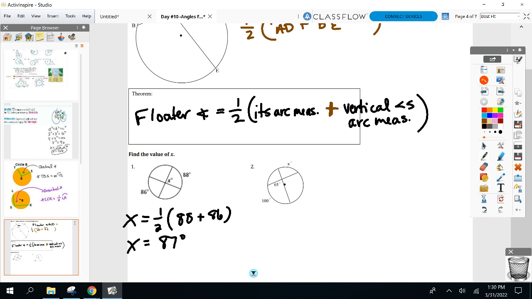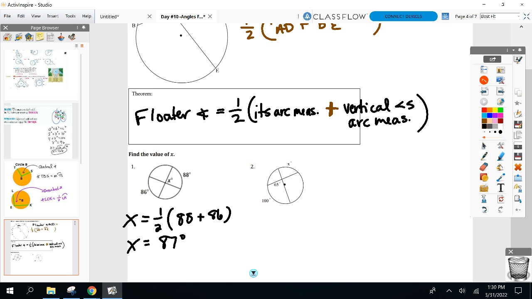All right, number 2. And yes, this is going to be a broken record every single problem from now on because I want to train your mind to think the same way. 65 degrees. Go down the checklist. Is it central? Central angle 65 degrees? Nope. Inscribed? Nope. So I'm left with floater. 65 degrees is a floater angle.